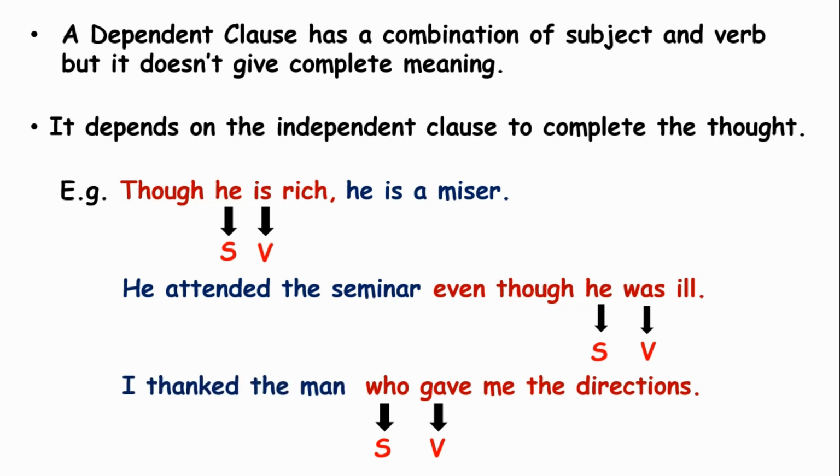I thanked the man who gave me the directions. I thanked the man. You can put a full stop here. It becomes a simple sentence. I thanked the man. No problem with that. I is the subject, thanked is the finite verb. Now, who gave me the directions? Which man am I thanking here? That man who gave me the directions. I thanked the man can act as a simple sentence, whereas who gave me the directions is incomplete in its thought. I thanked the man is the independent clause. Who gave me the directions is a dependent clause. Do you understand the difference, dears?